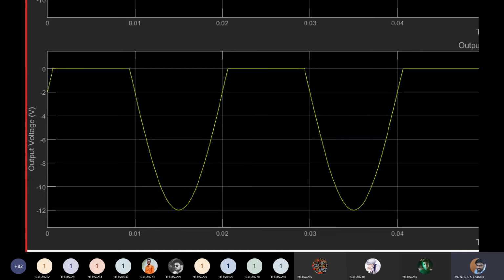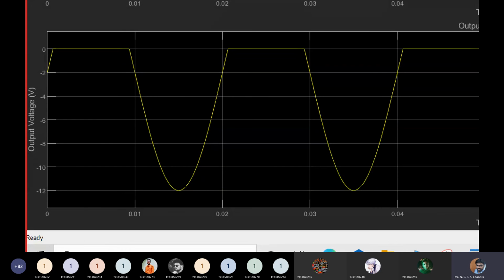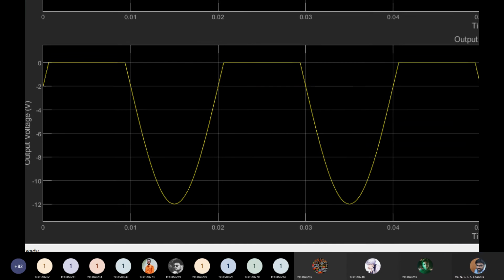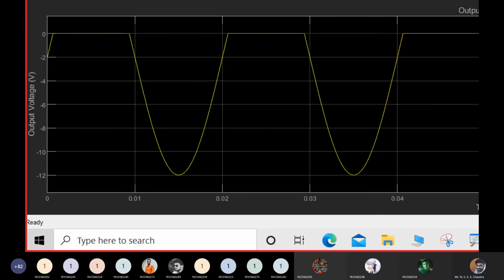Can you see what the negative peak is in the output voltage? Is it -10 or something else? Negative peak, -12. Because here we are adding the battery voltage also. So Vo is equal to Vin minus VDC plus VD.